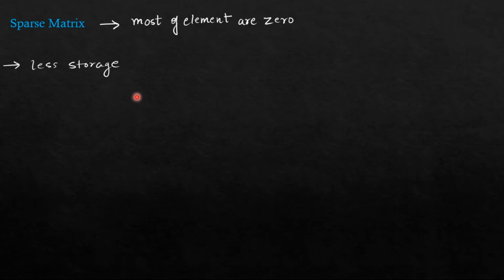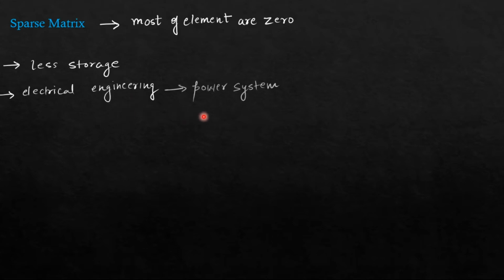Because we will only store non-zero elements. That is known as sparse matrix. One common application of a sparse matrix is in electrical engineering, in power system. There we come across sparse matrices, which are used for power system analysis.